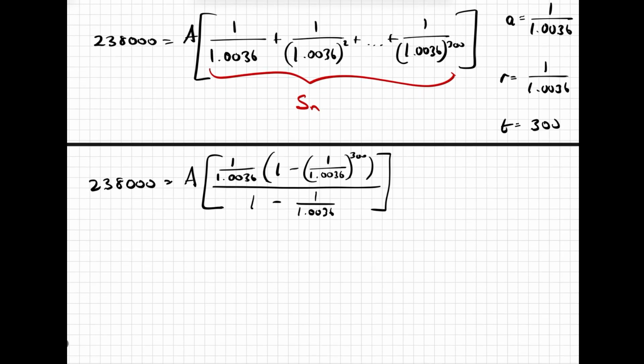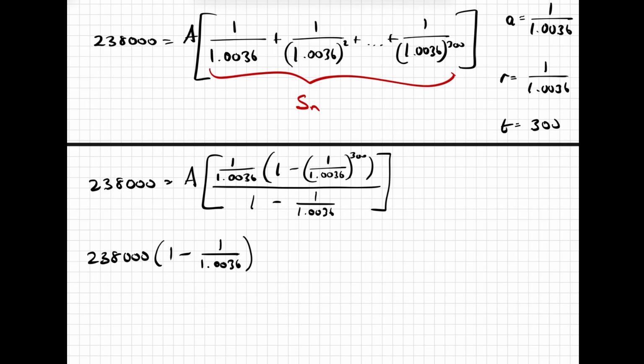Before you get tempted to plug this in the calculator now, I would avoid that because it's going to be an ugly looking number, and then you might round a bit early in the question. So instead, I'm going to multiply both sides by what's in the bottom here. I'm not actually going to do it, I'm just going to write it: 238000 times this guy.